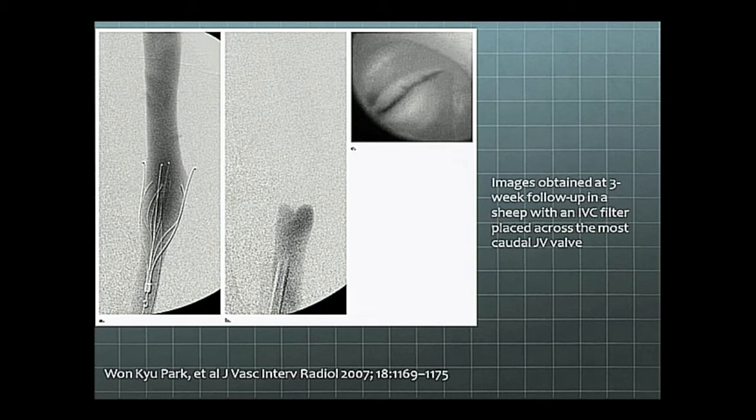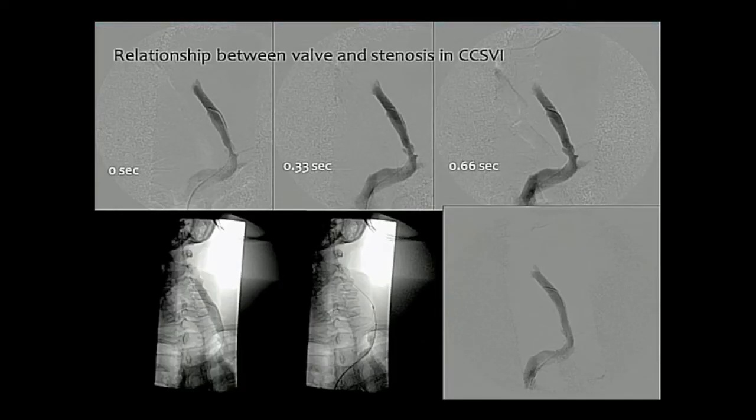Here's a look, and interestingly, I've never seen this. This is a valve under pressure. Just looking at it angioscopically, you can see the edges nicely coapted. This is from sheep. This next one is a case where you can actually see the valve really well. It's a patient with CCSVI. Often you can't see the valve so well.